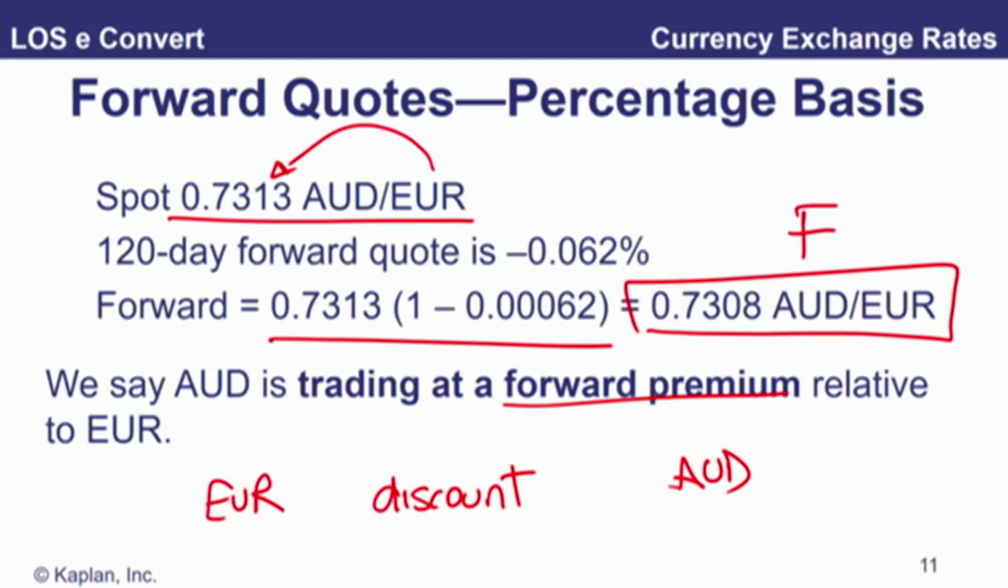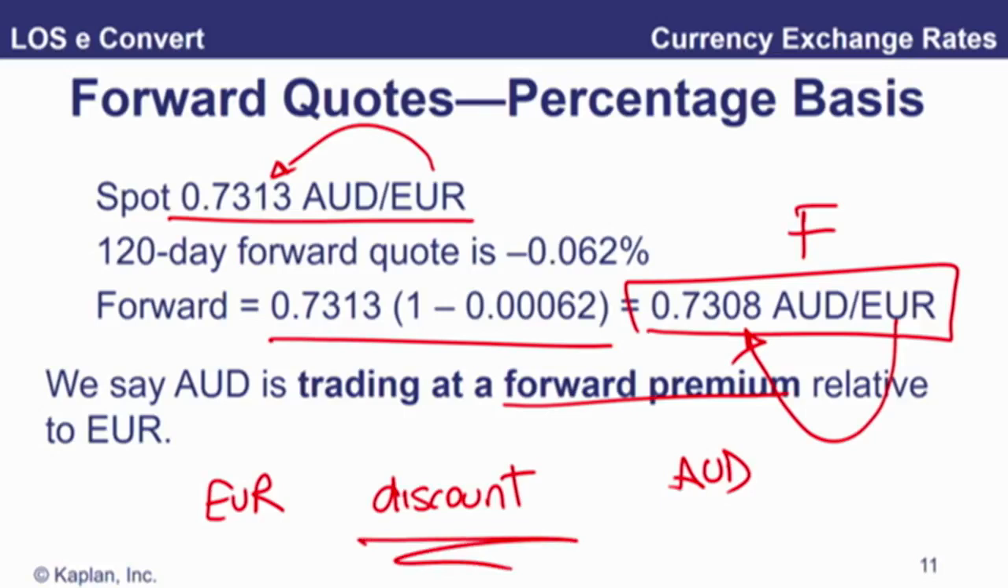But in the forward market, that same euro is only buying you 0.7308 Aussies. The single euro buys more Aussies in the spot than it can in the forward. If it's buying fewer in the forward, then it's trading at a forward discount.